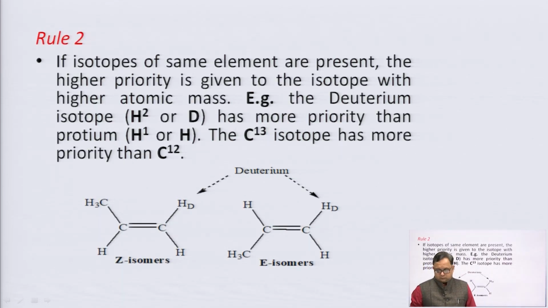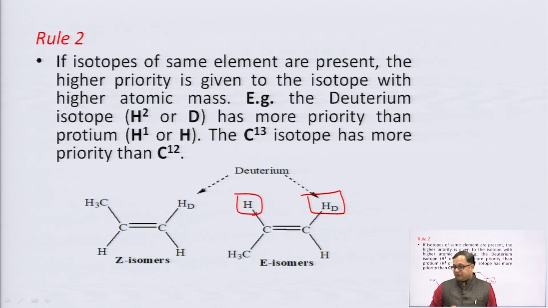Rule 2. This rule talks about isotopes. If various isotopes are present as substituents, for example, in this case hydrogen and deuterium are present as substituents. Isotopes have the same atomic number, so here we cannot take advantage of atomic number. If isotopes are present, then we have to go for the atomic mass. The isotope bearing higher atomic mass will be given the priority.